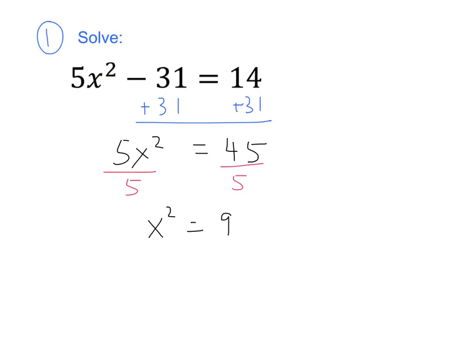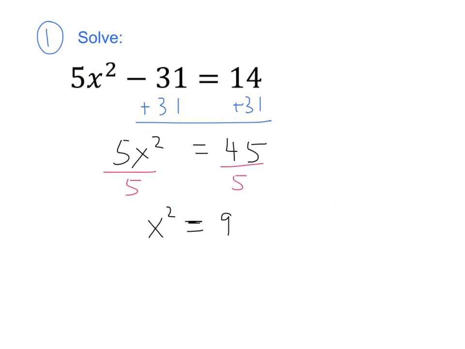Normally, if we had just a linear equation, we would be done here. x equals 9. But this is not x, this is x squared. So we have to think, how can we get that x squared to just be an x? The answer is that we're going to take the square root of both sides.